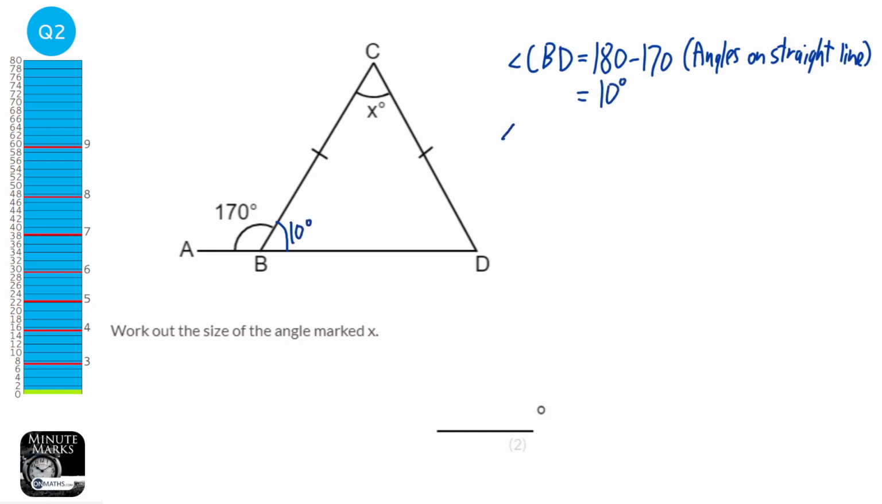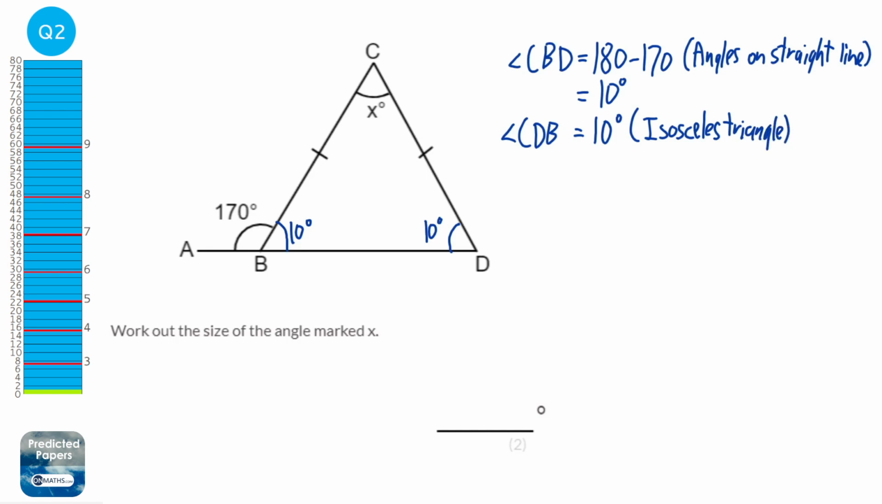We then need to find out what angle CDB is. And this is obviously going to be 10 degrees as well because it's angles in an isosceles. So this will be 10 degrees, and the reason will be that it's an isosceles triangle.